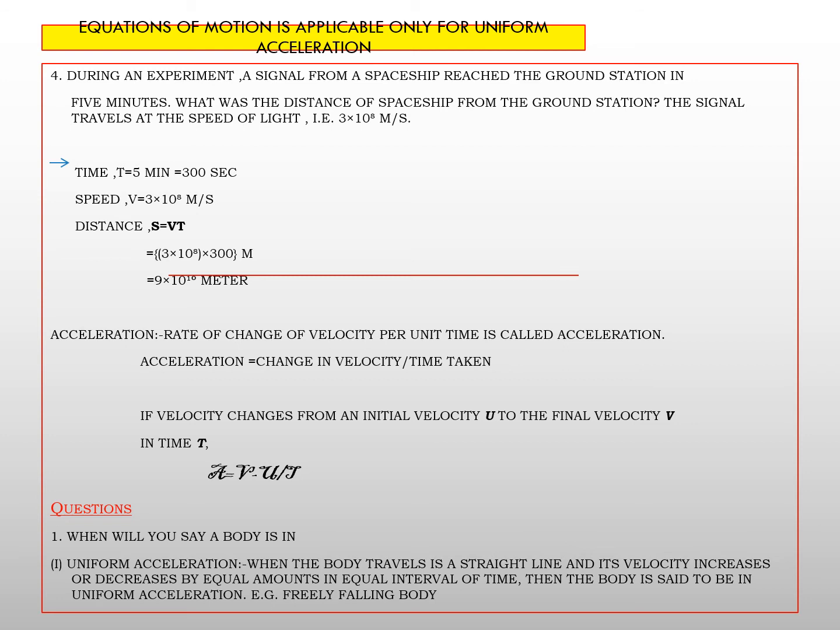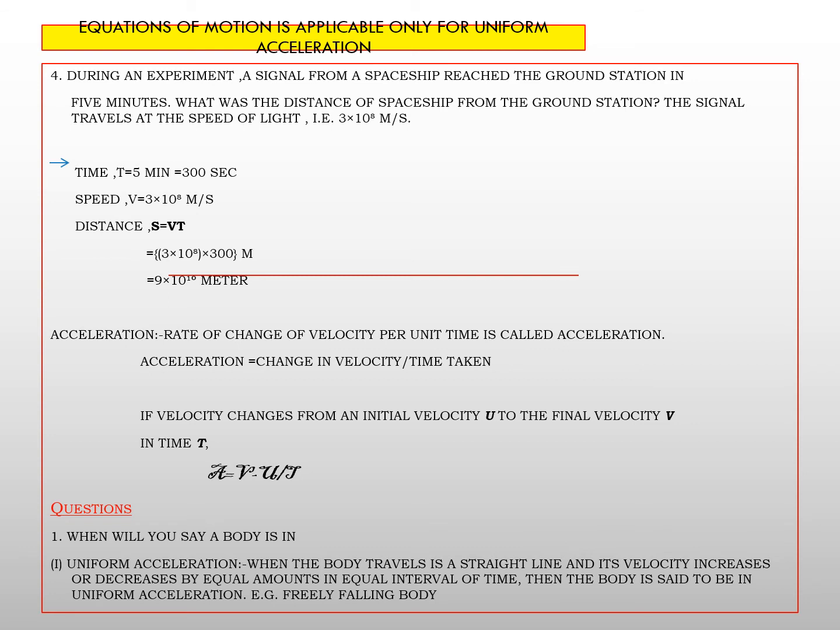Distance is equal to velocity into time. Velocity is 3 × 10^8 into 300 meter, that is 3 × 3 = 9, and 10^8 × 10^2, and we know in multiplication if the base is the same then the powers are added. So 9 × 10^10 meter is the total distance.